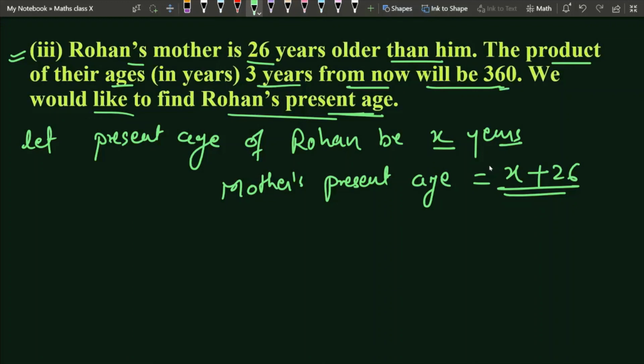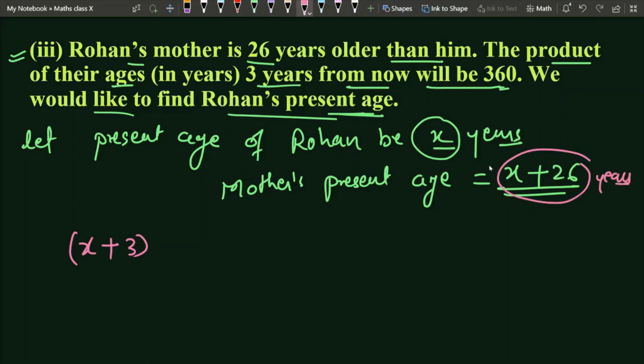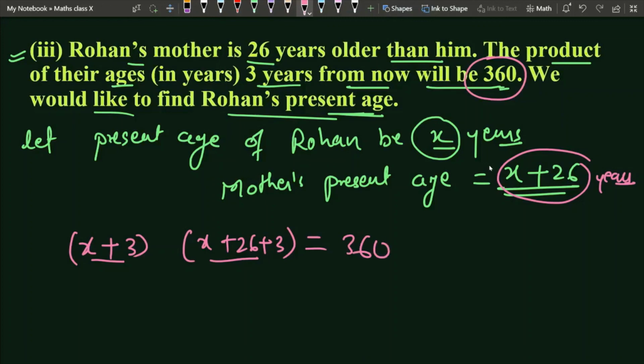Means product of their ages 3 years from now. If Rohan is right now x years old, how much will he be after 3 years? He will be x plus 3 after 3 years. If Rohan's mother is x plus 26 years right now, how much will she be after 3 years? She will be x plus 26 plus 3. These are the ages of Rohan and Rohan's mother after 3 years. Now the question says the product of their ages after 3 years is 360. So multiply it, equate it to 360, you will get the answer.